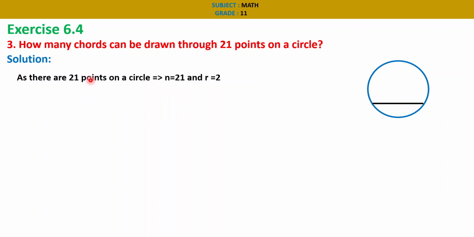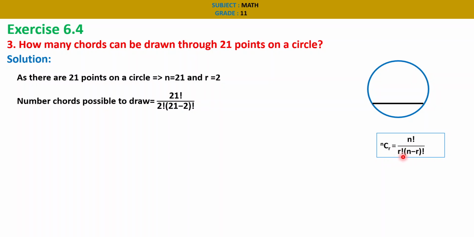So here, as there are 21 points, we consider these 21 points as n and r as 2, because to draw a chord on a circle we need only 2 points. Now let us use the formula. nCr is equal to n factorial divided by r factorial into n minus r factorial. Instead of n, let us substitute 21. In place of r, let us substitute 2. So 21 factorial divided by 2 factorial into 21 minus 2 factorial.